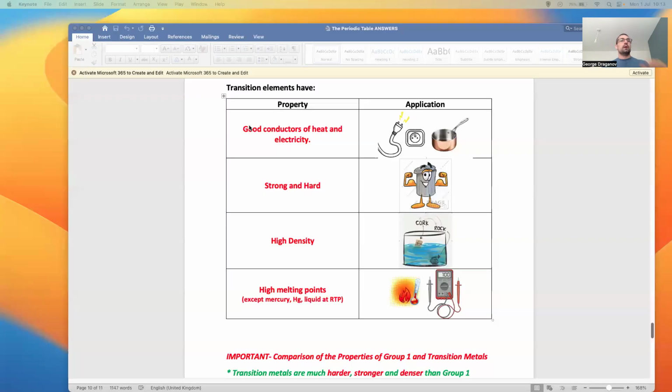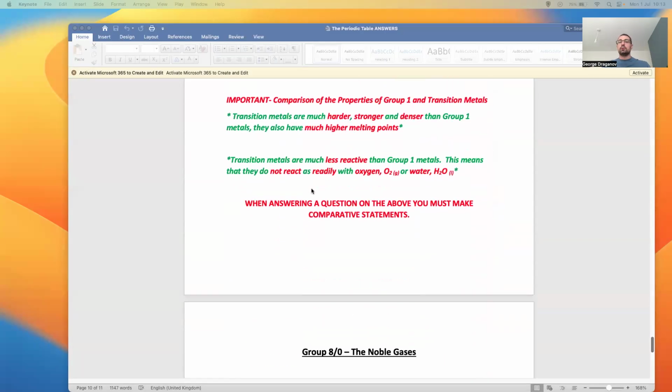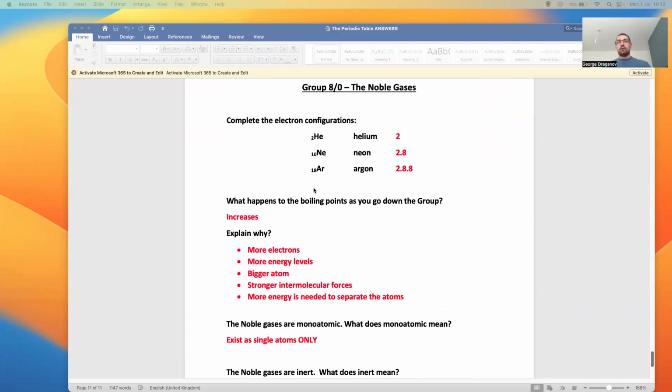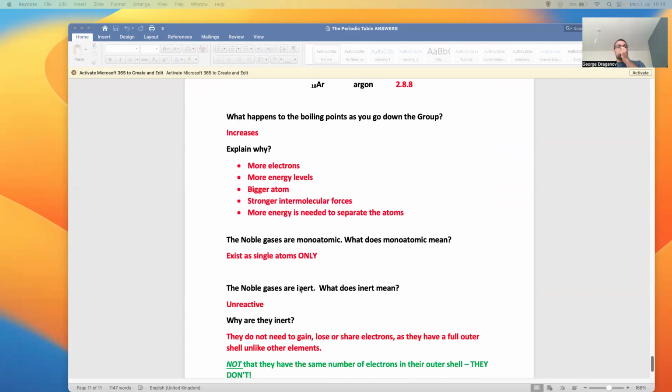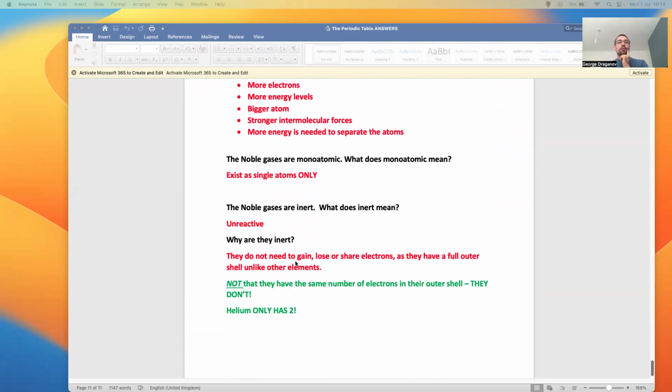Now I'm going to show you group 8 or the noble gases, sometimes group 0. So here are the first 3 in order. What you'll notice is they all have a full outer shell, because if you have 1 shell, it can hold a maximum of 2. And for 2 or 3 shells, it has a maximum of 8. So they all finish on a full outer shell. That means they have no tendency to want to gain or lose electrons. So noble gases are inert and unreactive. They do not need to gain or lose electrons because they have a full outer shell.